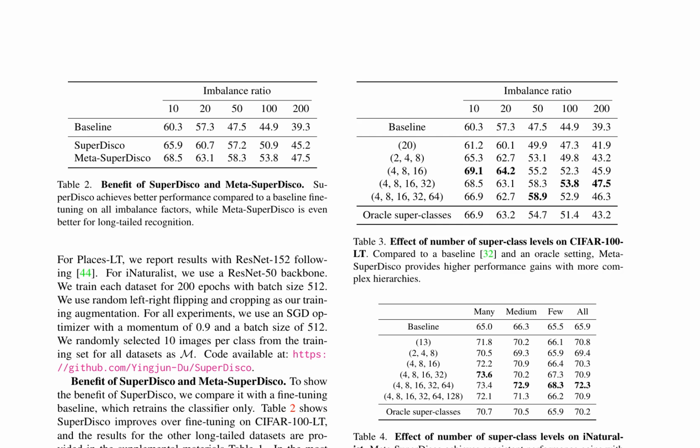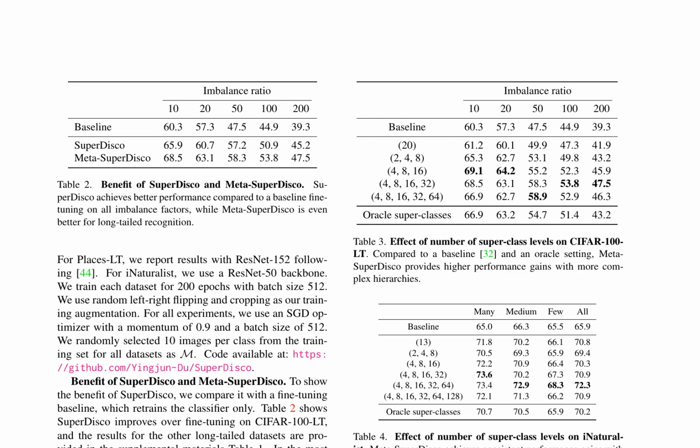Utilizing SuperDisco and Meta SuperDisco for long-tailed recognition tasks yields significant performance improvements compared to baseline fine-tuning approaches, particularly in challenging settings with large imbalance factors. Experimental results demonstrate that SuperDisco consistently outperforms the baseline across different imbalance factors, while Meta SuperDisco further enhances SuperDisco's performance. The impact of the number of superclass levels on performance is also investigated.